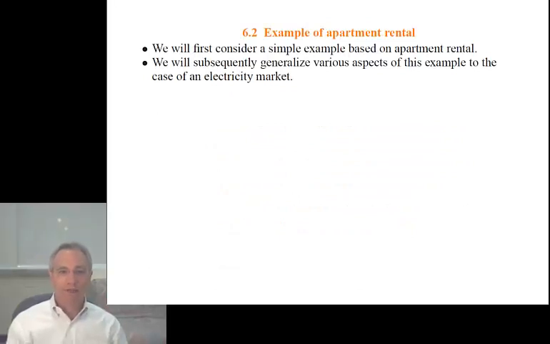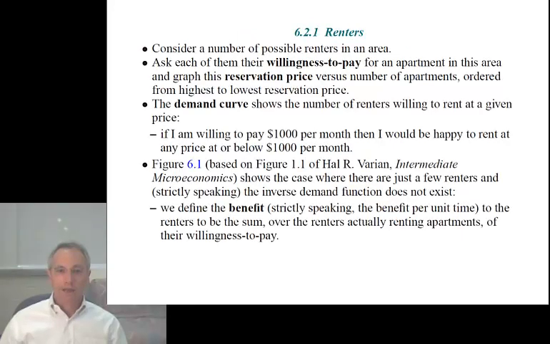We'll first consider an example that is somewhat familiar, apartment rental. And then we're going to generalize various aspects of that example to apply to an electricity market. So let's consider that we've got some renters in a geographical area who are interested in renting an apartment. And we're going to ask them, each of them, their willingness to pay. What do we mean by willingness to pay? It's the amount of money up to which they're prepared to pay to rent an apartment.